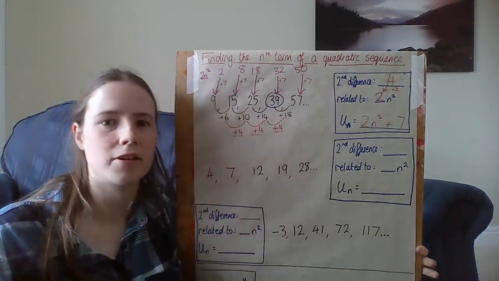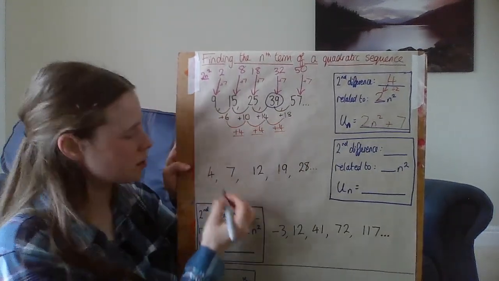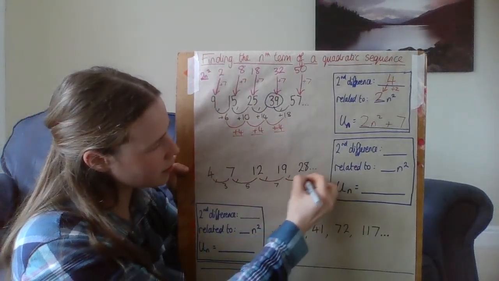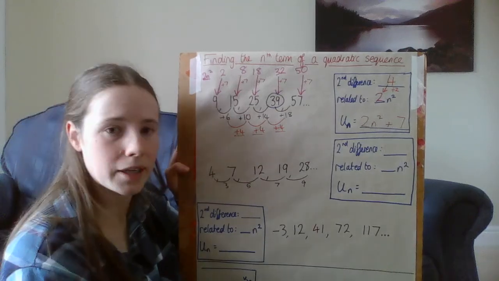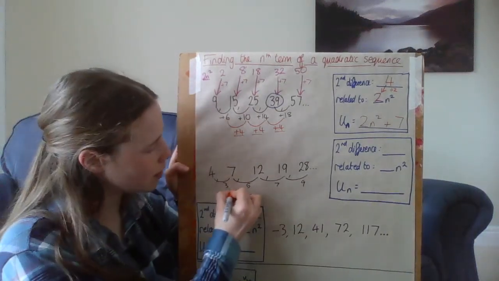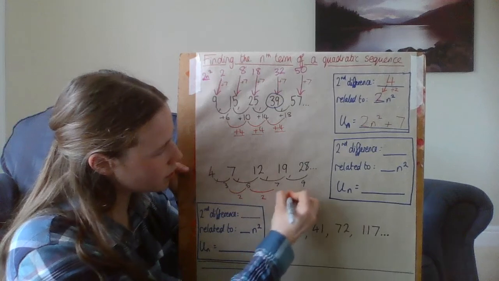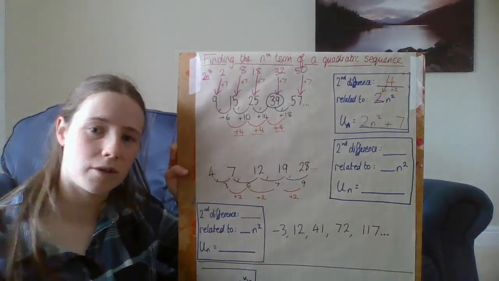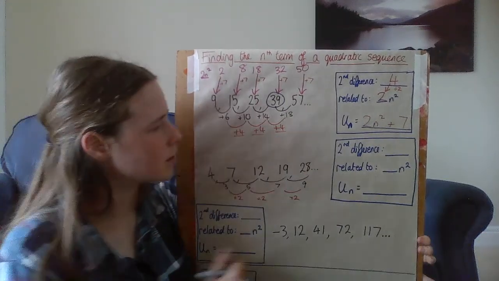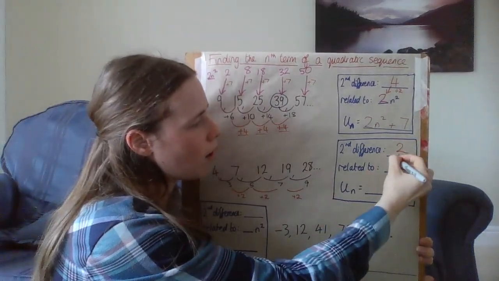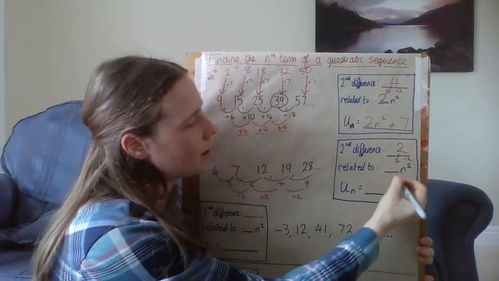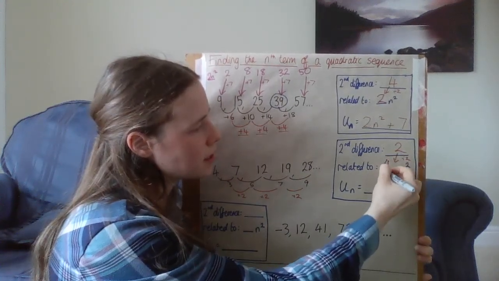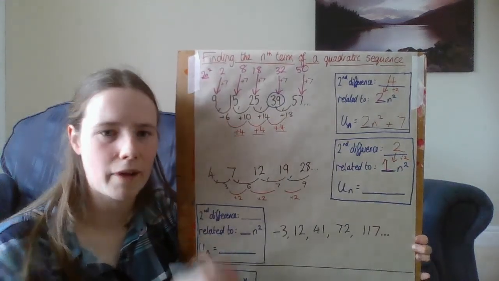So my first step is going to be finding the differences. So gap of 3, gap of 5, gap of 7, gap of 9. Now I need to find the second differences. Gap of 2, gap of 2, gap of 2, all positive. Well, that's really good because they're all the same, so that's great. So the second difference is 2. I half the second difference to get a 1 there. So my sequence is related to 1n squared or n squared.